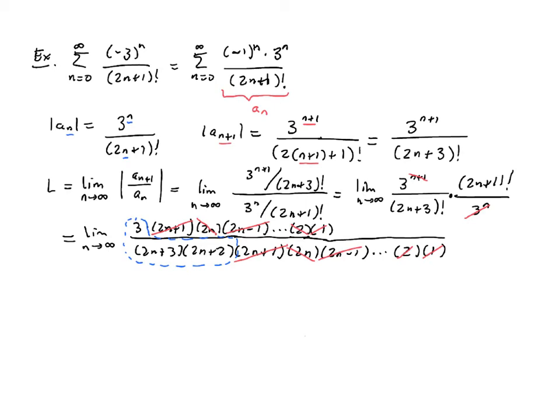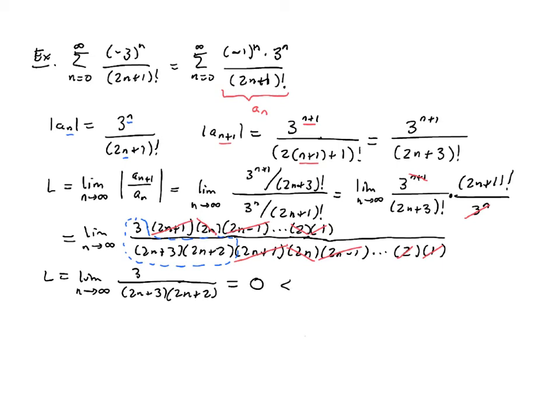So what that simplifies to is, as my L is the limit as n goes to infinity of 3 over (2n + 3)(2n + 2), and that, because I have no powers of n on the top and I have n squared in the denominator, is going to equal 0.